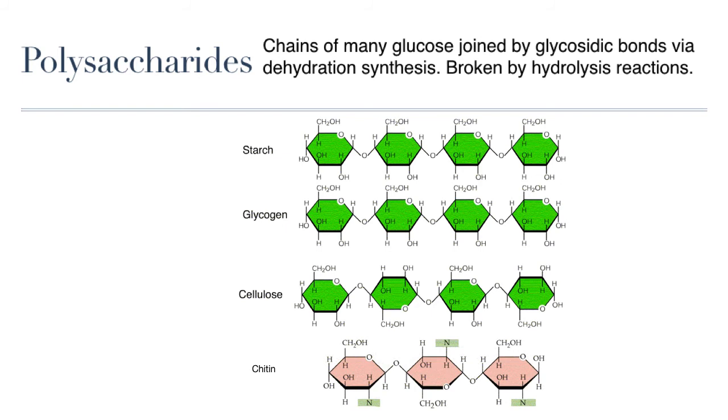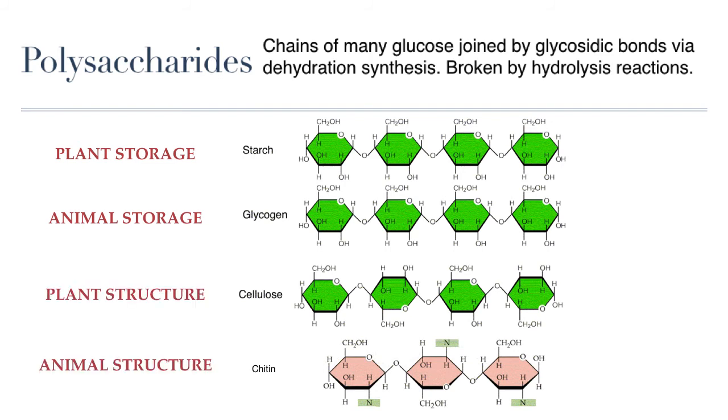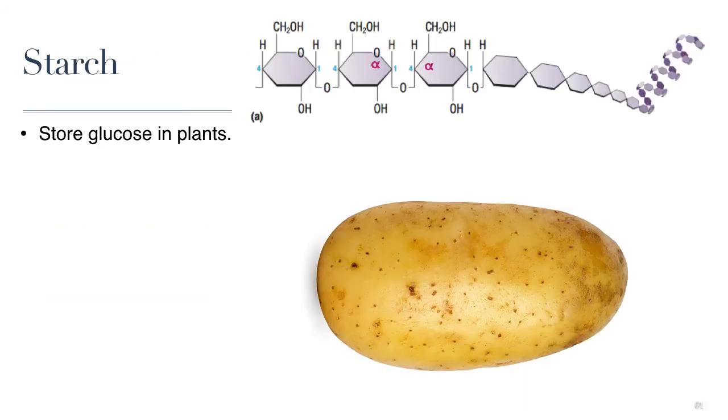Starch and glycogen are both storage polysaccharides. Starch stores glucose in plants, and glycogen stores glucose in animal cells. Cellulose and chitin are structural polysaccharides, making up both the cell walls of plant cells and the exoskeleton of some animals. So these differences in function must correspond to a difference in structure. So let's take a closer look.